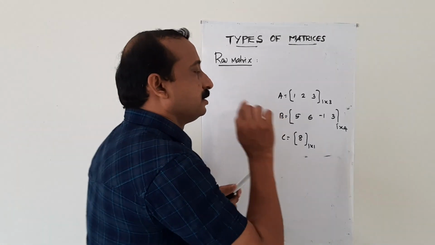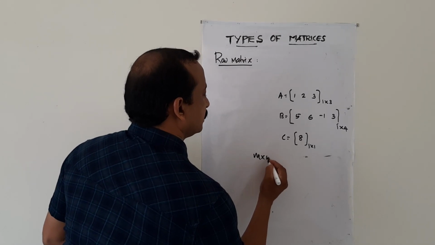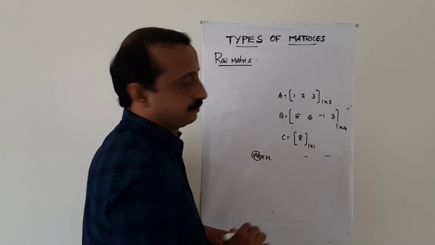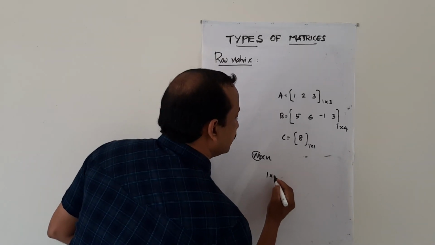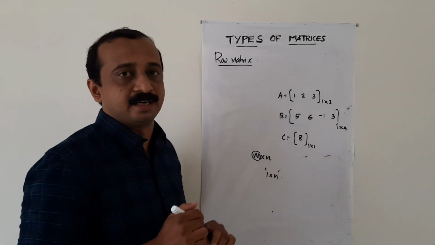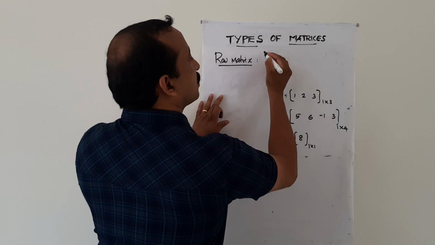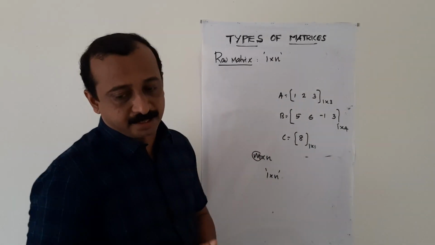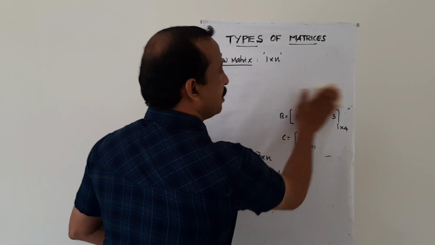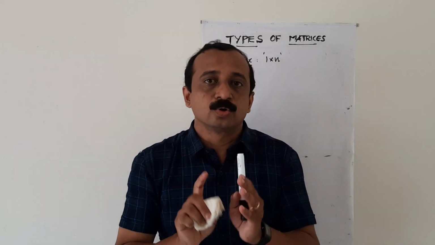Generally, the order of a matrix is m by n. Here in a row matrix, the value of m is always 1, and therefore we define the row matrix as any 1 by n matrix. Any 1 by n matrix is called a row matrix. There is only one row.